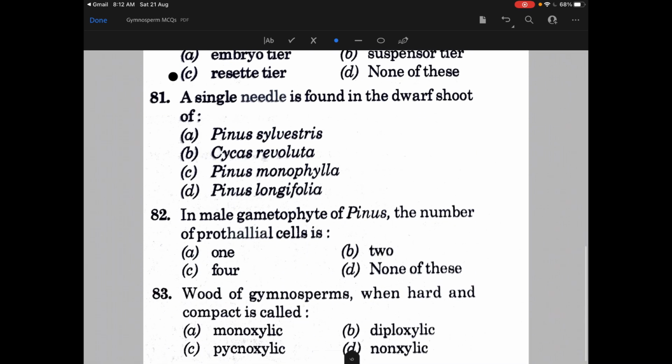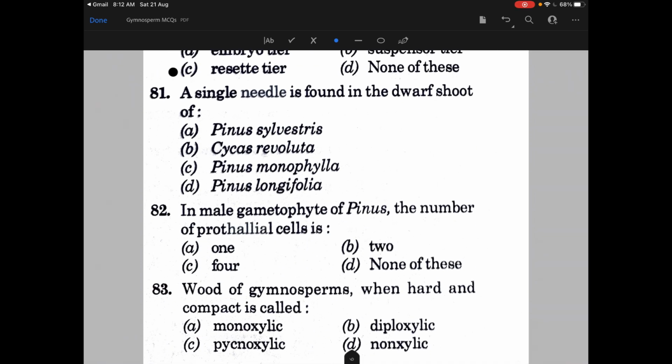Then, a single needle is found in a dwarf shoot of dash. The answer is C, that is Pinus monophylla. Next, in male gametophyte of a Pinus, the number of prothallial cells is dash, and the answer is B, that is 2. Next, wood of a gymnosperm when hard and compact is called dash, and the answer is C, that is pycnoxylic.